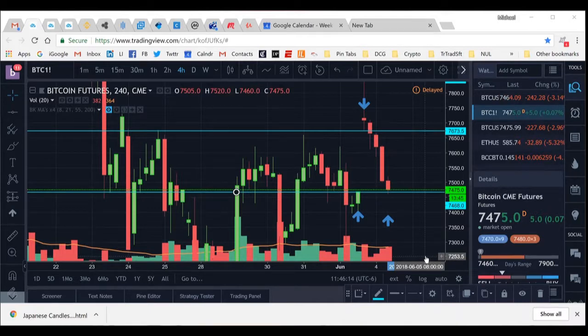Why do I think it's important? Because I've identified 12 different instances in 2018 where there were gaps that were created. There are 4 different types, but we're just going to focus on the most common gap, called a common gap. In addition to that, there's breakaway, runaway, and exhaustion.